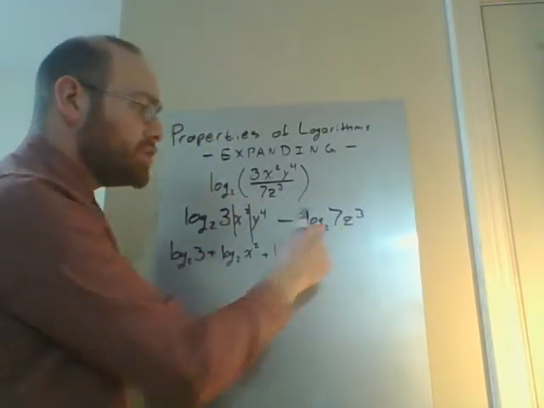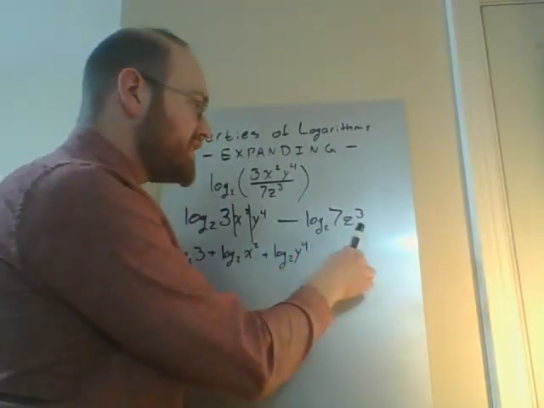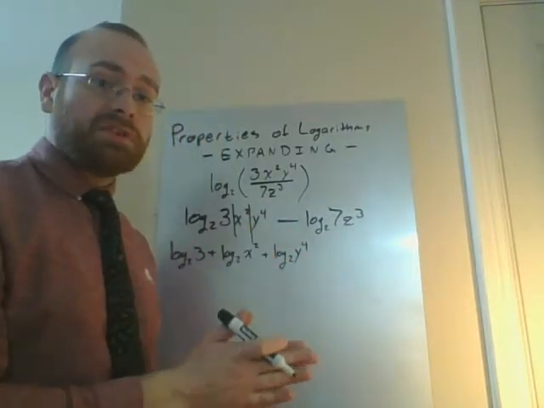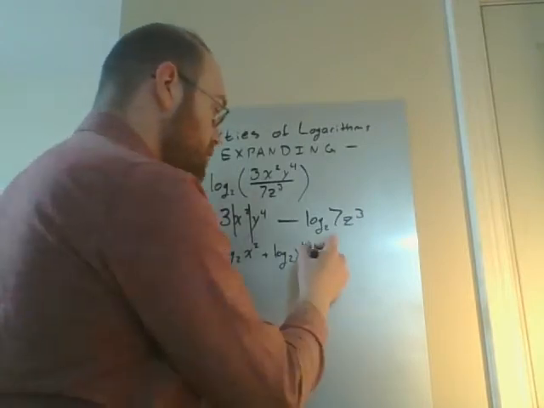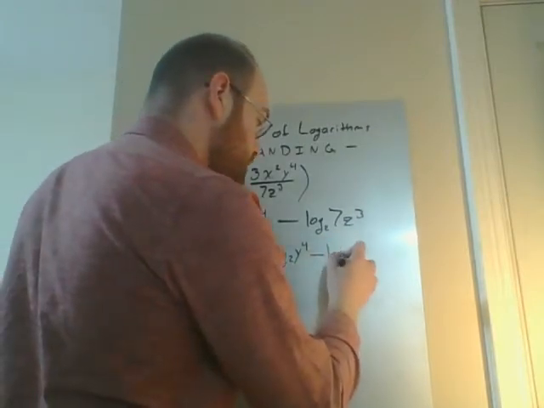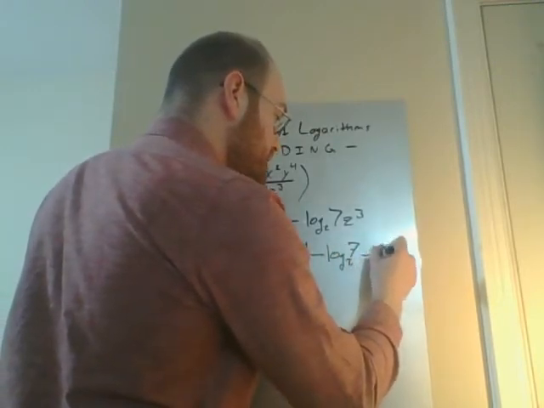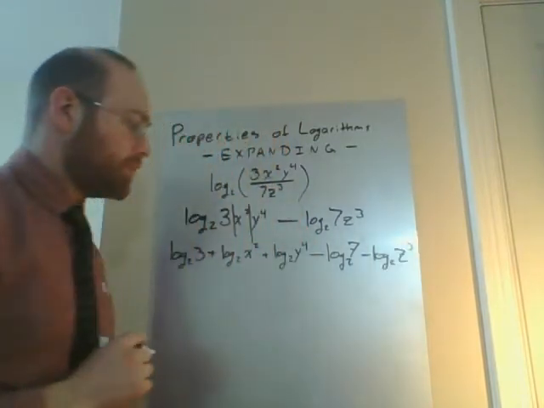Now we're also multiplying over here, but we have to be careful because both of these, 7 and z cubed, were in the denominator. When we split this apart using the product rule, both of them are going to be negative. So we'll have negative log base 2 of 7 minus log base 2 of z cubed.